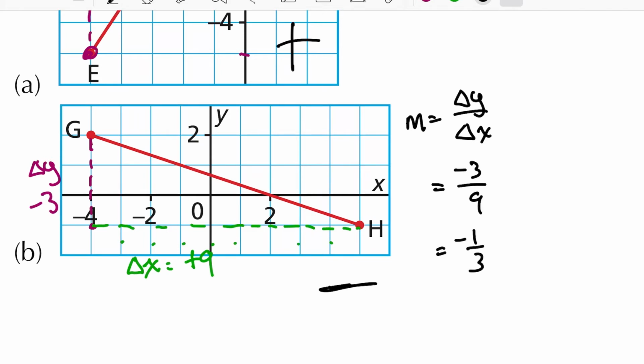Now you don't have to use those 2 points. If you find another point, like this one right there, you can use those points and you will get the exact same slope. So if I use those 2 points right there, I would have negative 1 and 3, which should also give me the slope of negative 1 over 3.